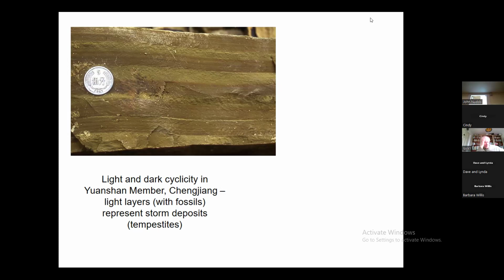So the difference between Burgess and Chengjiang is that here the animals are preserved in the area in which they're living, and we use the term autochthonous, so that it's either allochthonous or autochthonous.